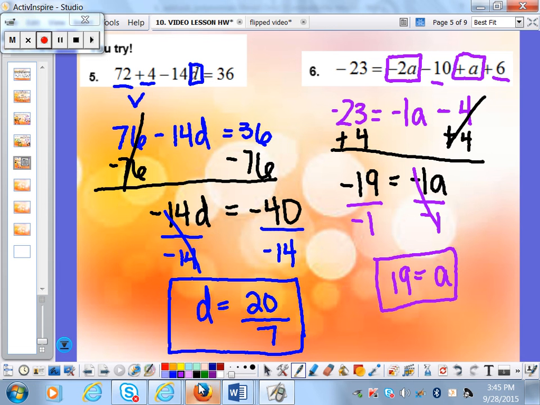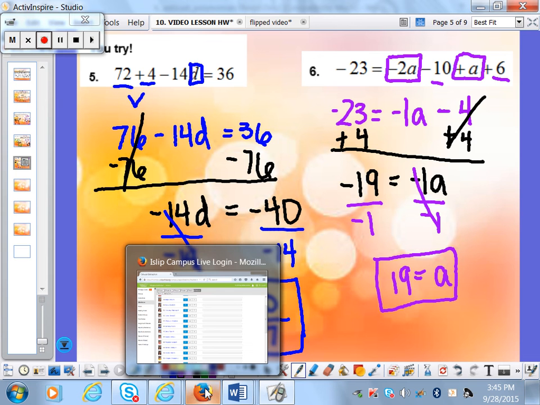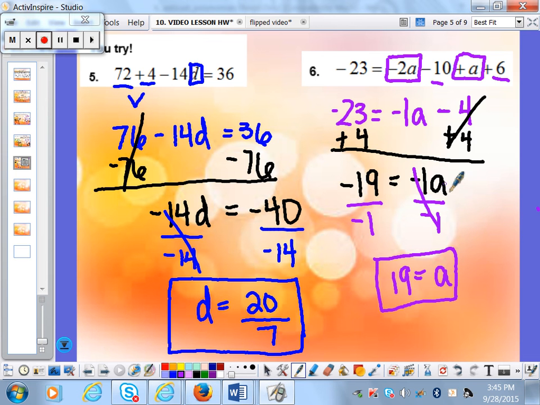Number 6, my final answer is A is equal to 19. Please remember that a variable is not by itself if it still has negative 1 as its coefficient. Remember that we really want the coefficient to be a positive 1. So for my last step, I divided both sides by negative 1, and A is equal to 19.